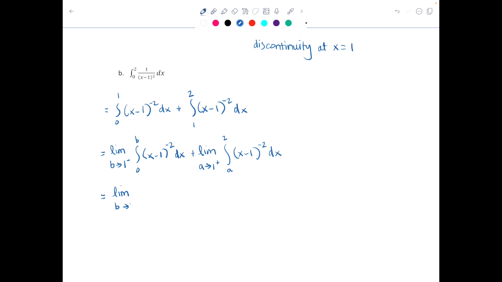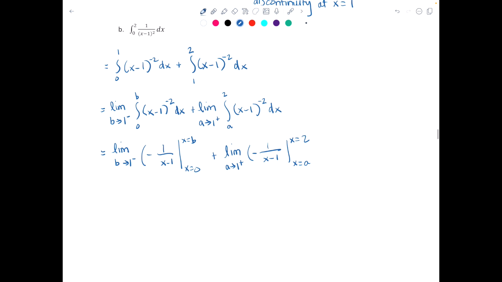So now, evaluating that integral, first we'll put our limit notation. b is approaching 1 from the left side, and then we're going to get negative 1 over x minus 1, evaluated from x is 0 to x is b, plus the limit as a approaches 1 from the right, of negative 1 over x minus 1 evaluated from x equals a to x equals 2.